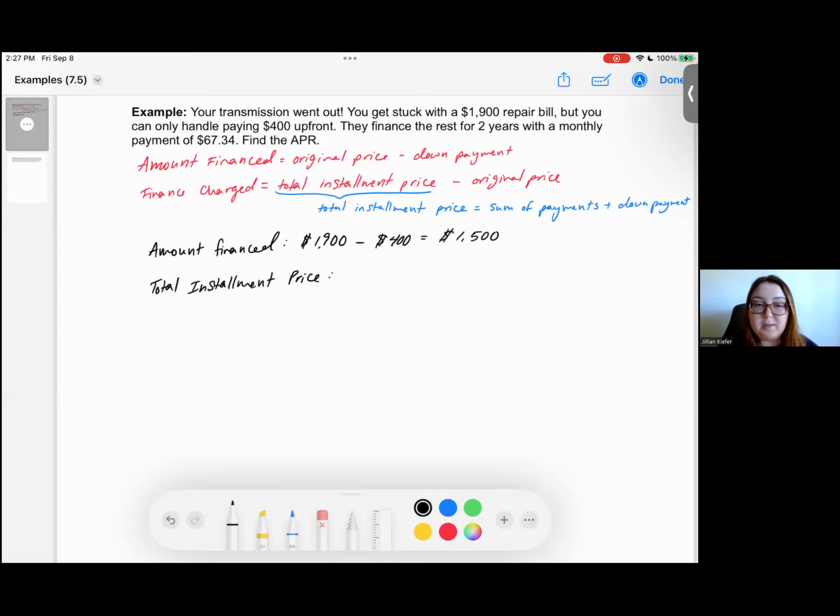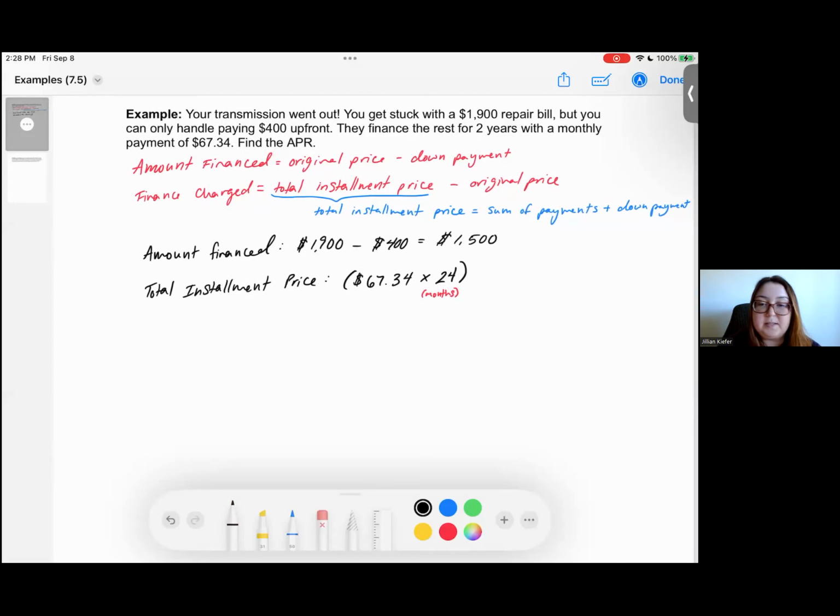So we know we have a monthly payment of $67.34. We need to know the sum of all of those payments at the end of the time frame, which for us is 2 years. So for the sum of our payments, we'll take how much we're paying monthly, $67.34, and multiply by the number of months. We're paying for 2 years. 12 months in a year makes it 24 months. That'll be the sum of the payments, and then plus our down payment, which we said was $400.